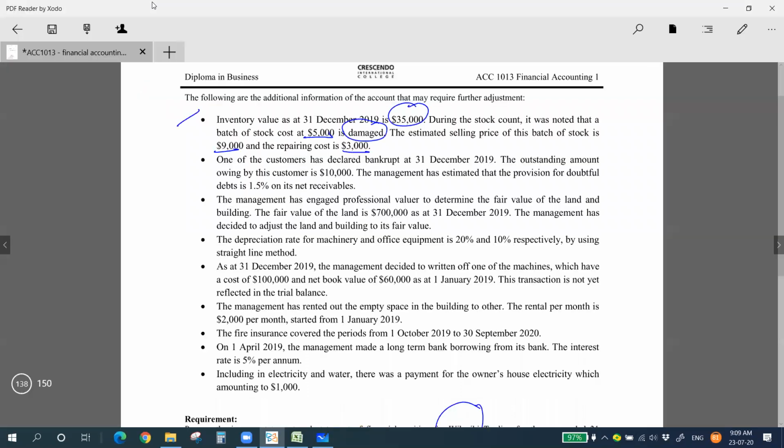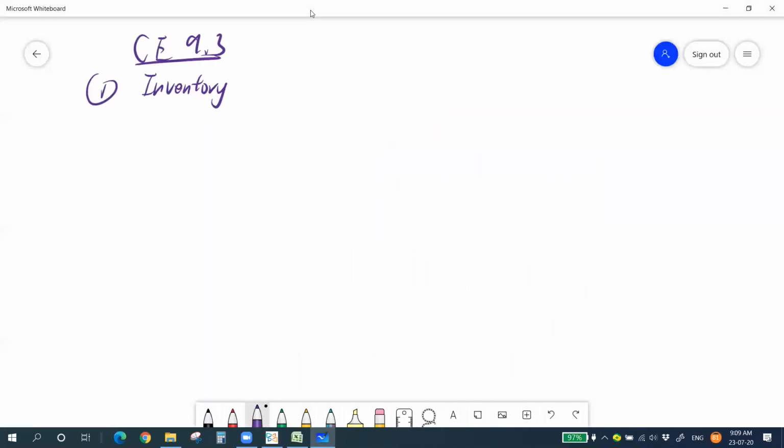And actually, what are the things that the examiner wants to test you? What are the chapter or what are the things that the examiner wants to test you? Can you share to me? What are the things that examiner wants to test you? Yes, very good. They want to test you your understanding on NRV. They want to test you inventory and NRV.